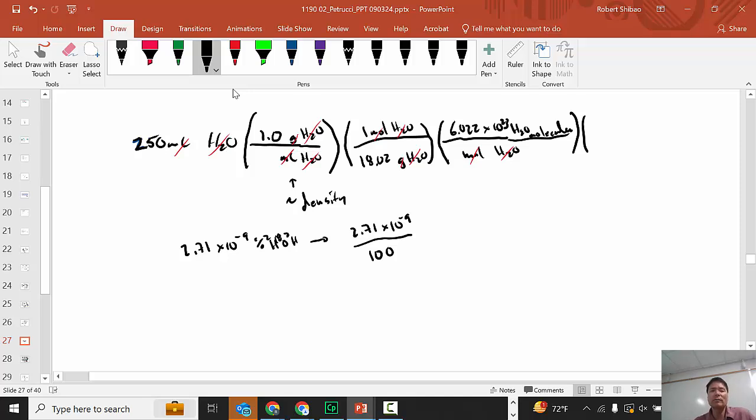And what this says is we have 2.71 times 10 to the minus 9 H2O18 H2 for every 100 H2O molecules. Well, that kind of doesn't make sense, does it? Or does it make sense? Can we have a fraction of a water molecule? A part of a water molecule? Like say 0.5 of a water molecule, 1/2? No.